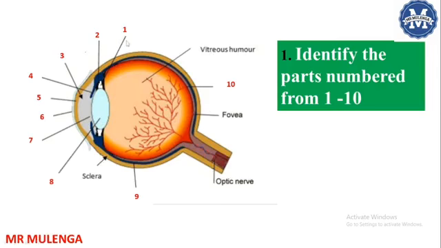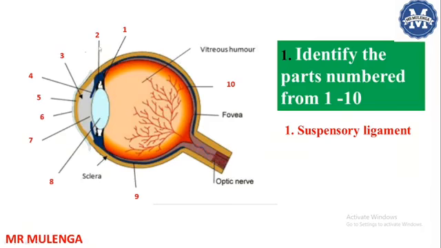So I'm going to start with the part labeled 1. What is the name of the part labeled 1? This is the suspensory ligament. Not only identifying these parts, but you should also be able to explain some of the functions of these parts of the eye. The suspensory ligament is one part of the eye that connects the ciliary muscles to the lens, as you can see where it is.